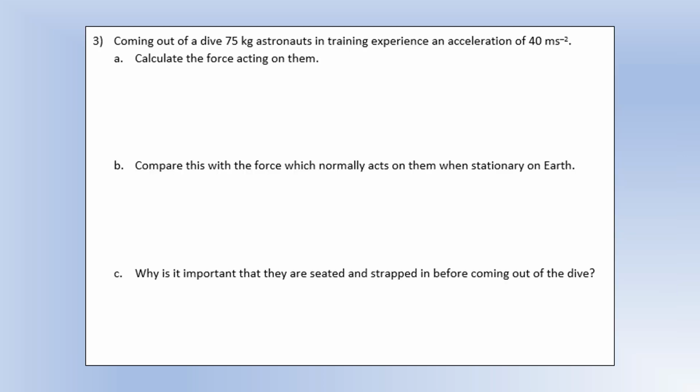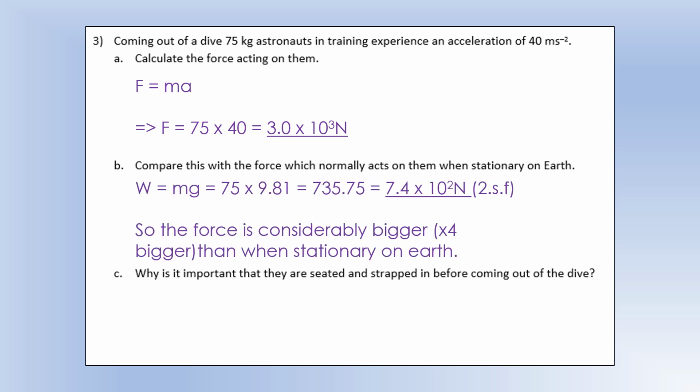Okay, so coming out of a dive, 75 kilogram astronauts in training experience an acceleration of 40 meters per second squared. Calculate the force acting on them. That's fairly simple. We can use F equals ma. We've got 3,000 newtons. Compare this with the force that normally acts on them when they're stationary on Earth. Well, that's going to be around their weight force, so 75 times 9.81, about 740 newtons. So we're about 4 times bigger than the force they'd normally experience.